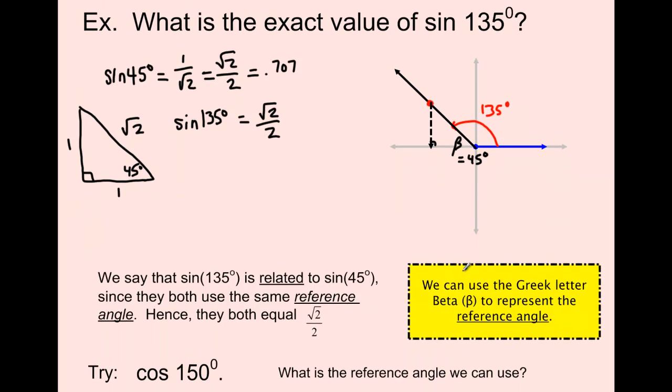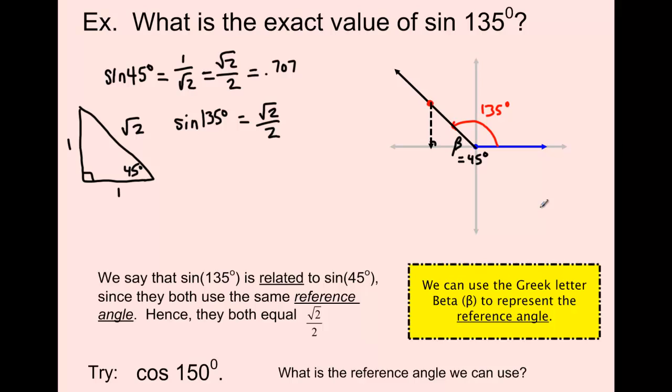Some of the things that I've said, we can use the Greek letter beta, this little b, to represent what we call the reference angle. So this is the angle that isn't the angle in standard position, so this isn't theta. Our theta for that previous question was 135 degrees. That's the angle in standard position. But our beta represents the angle that is between the terminal arm and the x-axis.